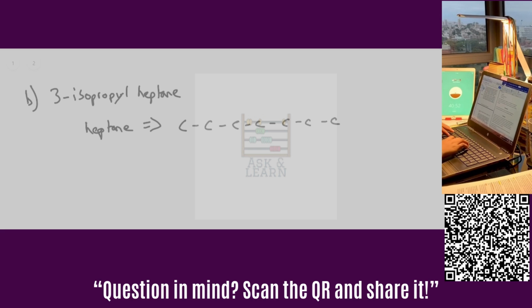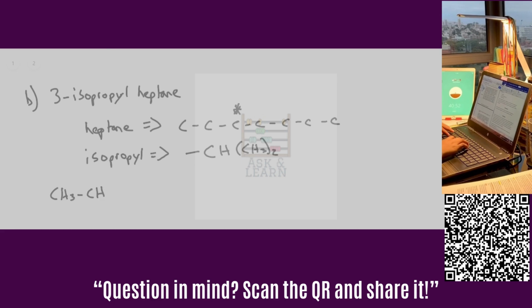And then the substituent that we have in this case is an isopropyl group. Now, what that is is 2 methyl groups attached to a CH. And this is at position 3 here. So we can go ahead and draw our structure at the bottom here.